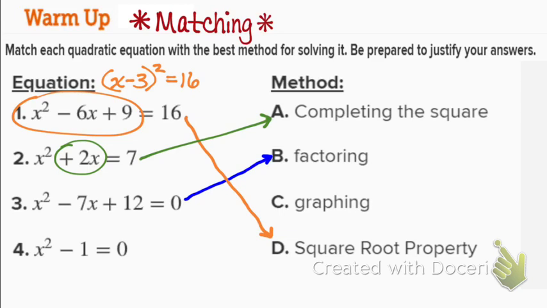Process of elimination leaves what for number 4? C, graphing. This looks just like our parent function, but everything has been shifted down 1 from the parent. This would be a very easy one to graph.